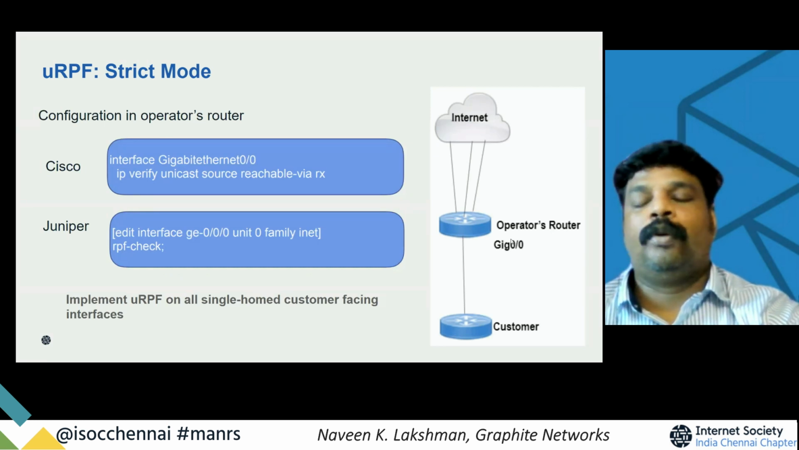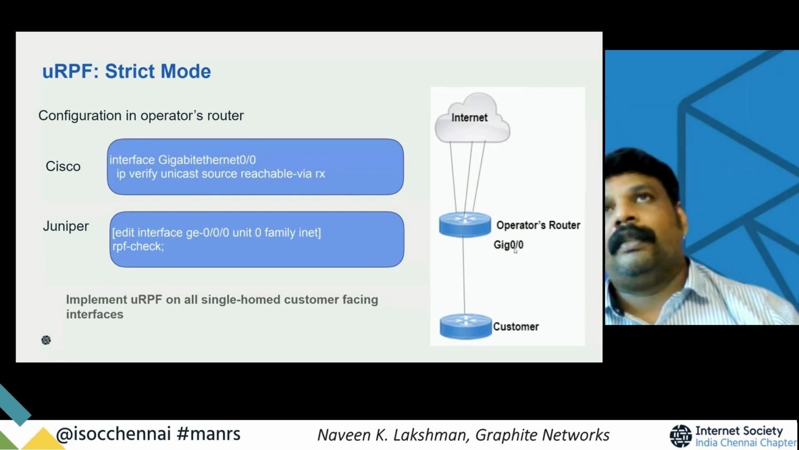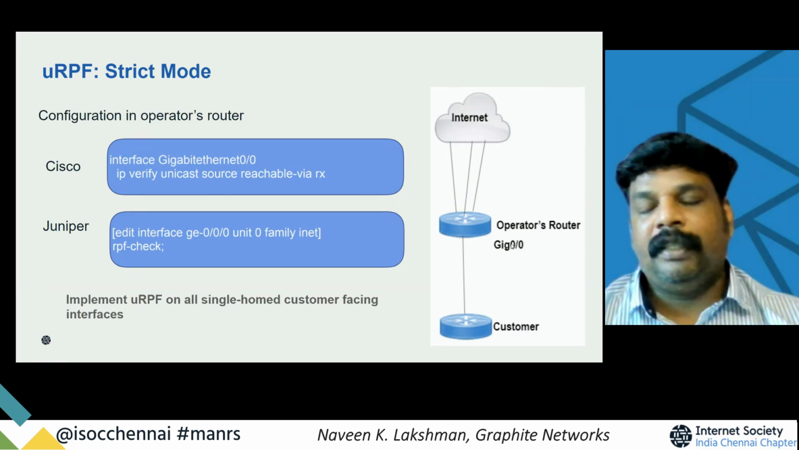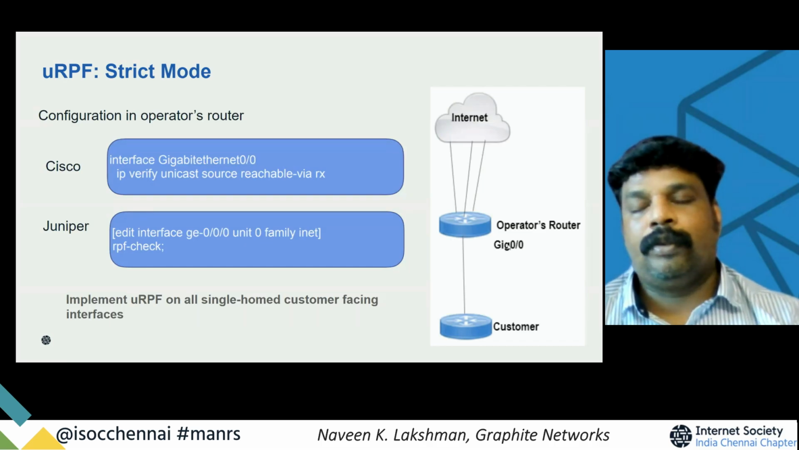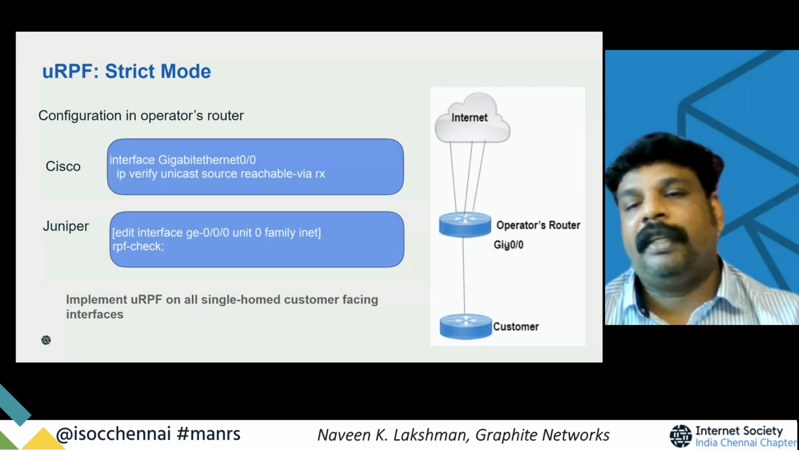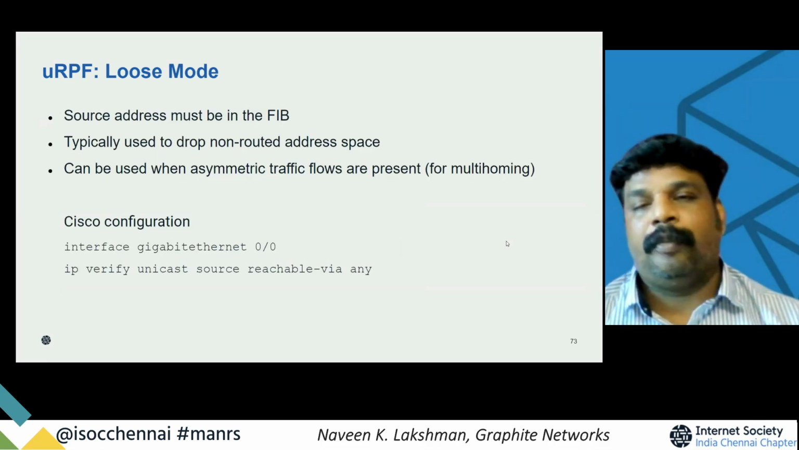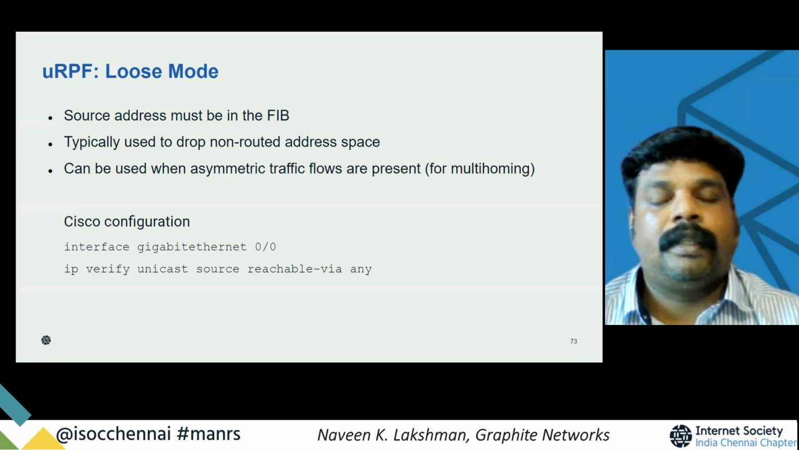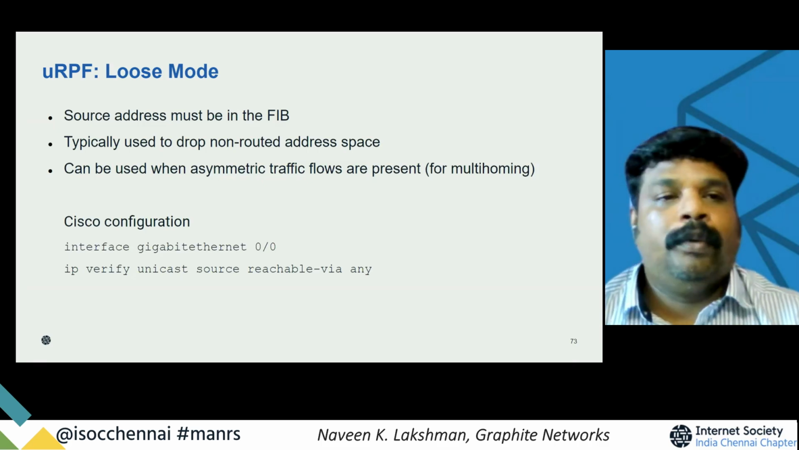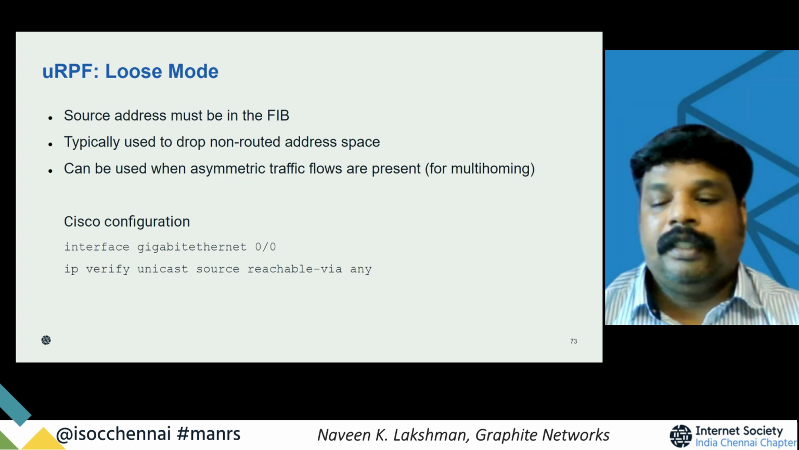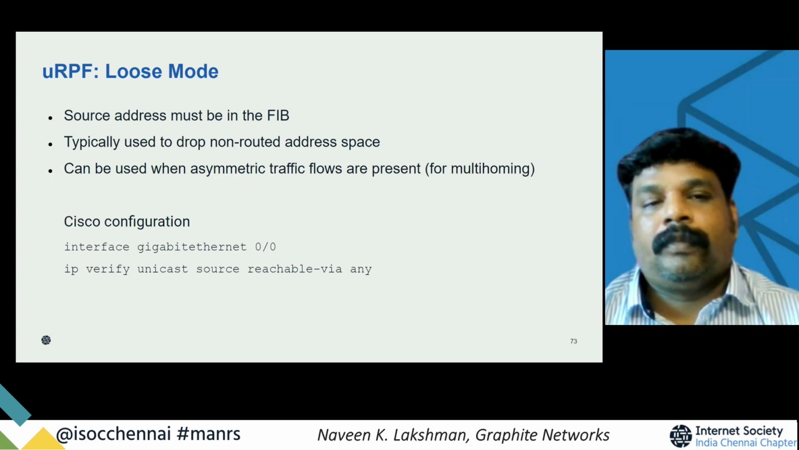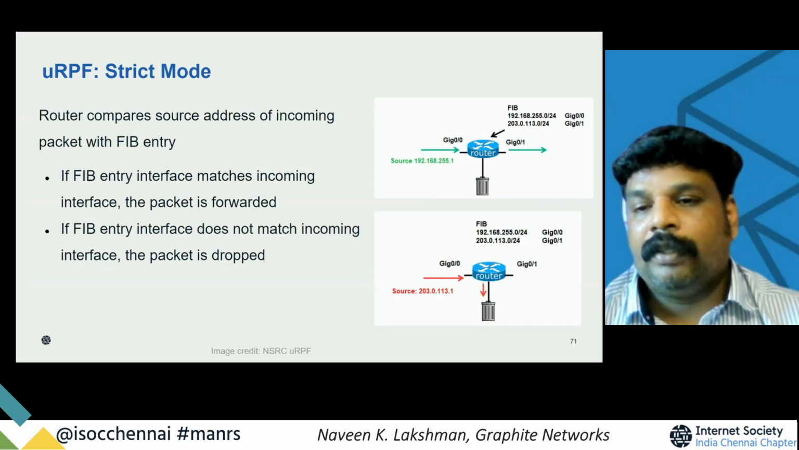If it is multi-homed, meaning your customer is connected to multiple service providers, then strict mode won't work, because it checks with the FIB table whether the source of the packet received matches the incoming interface. If it is multi-homed, the route might take one path and the packet comes in on another path. So strict mode doesn't work well. You can do URPF loose mode, where under the interface, instead of reachable-via rx, you issue the command any.